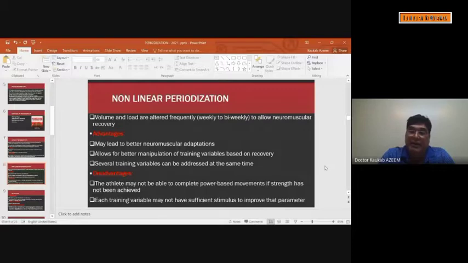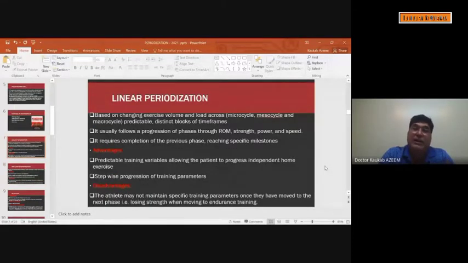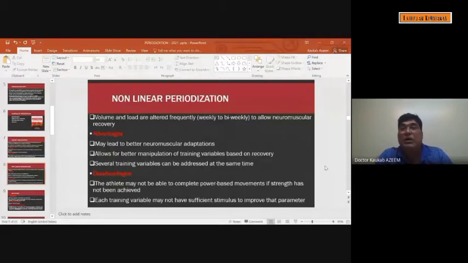And non-linear periodization. The last one I was talking about was linear periodization. Now this one is non-linear periodization. Volume and load are altered frequently, week by week, to allow neuromuscular recovery. So as I had mentioned to you, volume and load: maybe sometimes we give low, sometimes moderate, sometimes high. It depends on our program. And what are the advantages? It may lead to better neuromuscular adaptations, allow for better manipulation of training variables based on the recovery, and several training variables can be addressed at the same time.